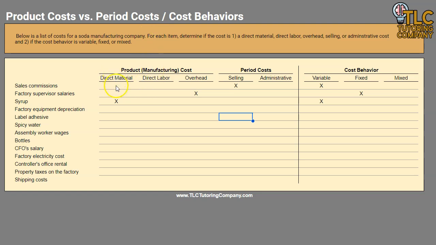Now, is it direct material? Nope, nothing to do with the materials going into the good. Is it direct labor? Nope, has nothing to do with the manufacturing, or assembly, I should say, of the good, which means that it must be overhead.